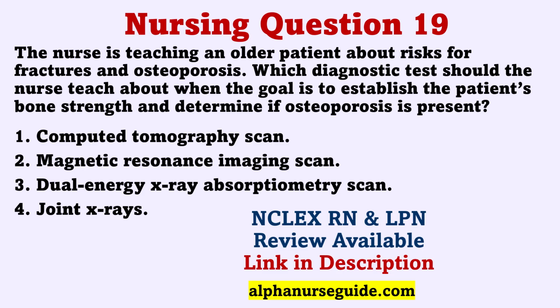The correct answer, 3. Dual energy X-ray absorptiometry scan. Rationale. Testing bone density is the only way to know for sure whether or not a patient has osteoporosis. A diagnostic test commonly prescribed by healthcare providers is dual energy X-ray absorptiometry scan. This type of scan focuses on two main areas, the hip and the spine. The forearm can be tested, however, if the hip or spine cannot be tested. The other tests may be prescribed, but are not as commonly used to test bone strength.